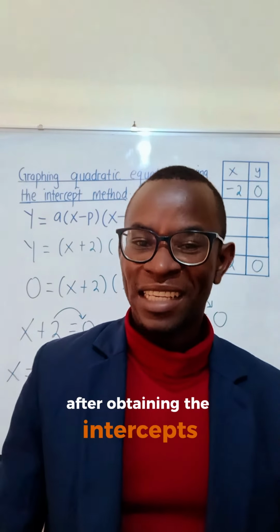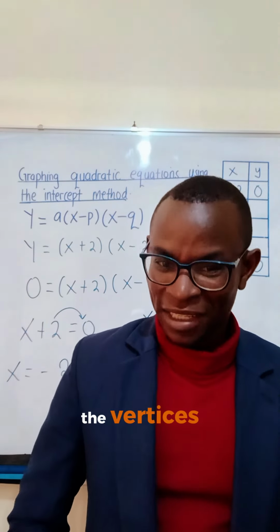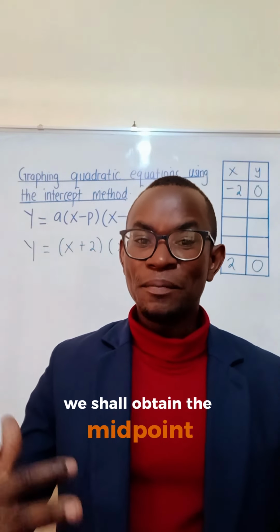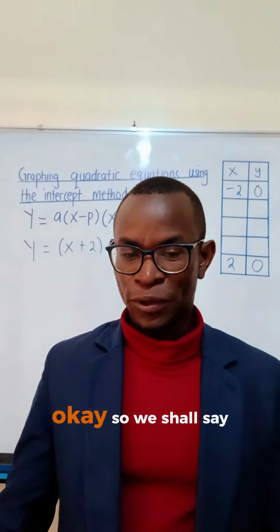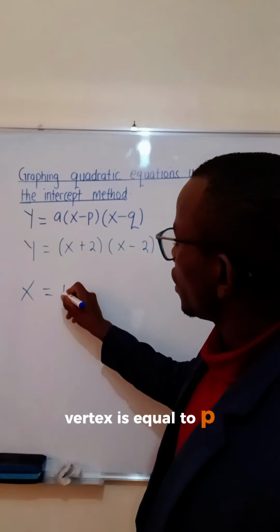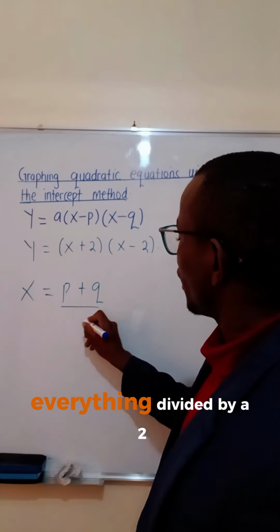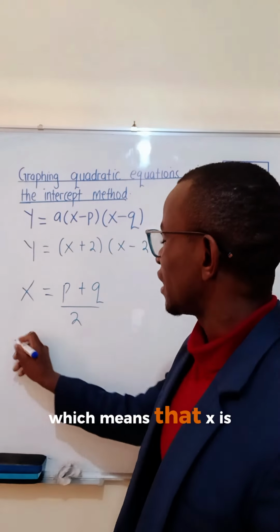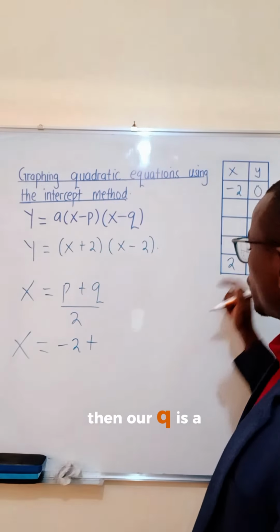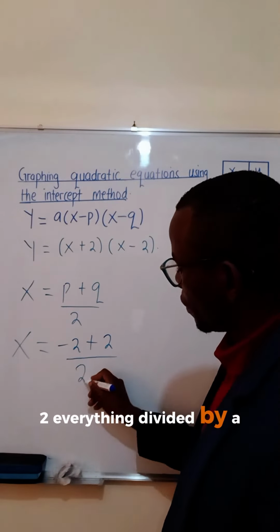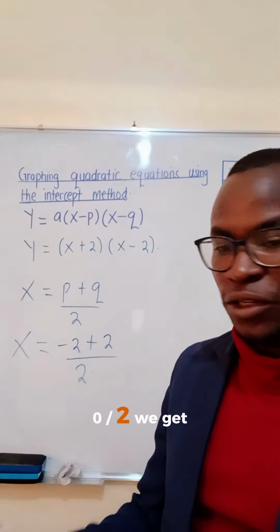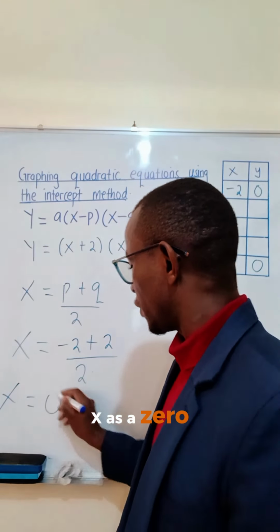After obtaining the intercepts, we are going to obtain the vertex. So to obtain the vertex, we shall obtain the midpoint of the intercepts, okay? So we shall say x vertex is equal to p plus q, everything divided by 2, which means that x is equal to, remember our p is negative 2, then our q is 2, everything divided by 2. Negative 2 plus positive 2, we get a 0. 0 divided by 2, we get x as 0.